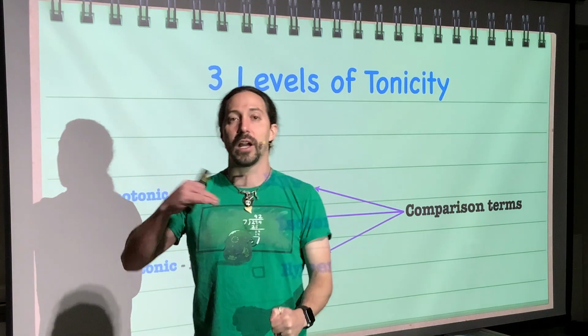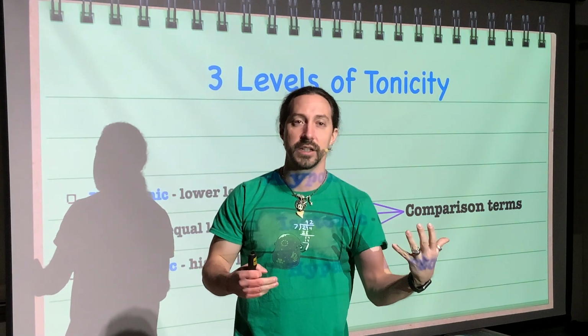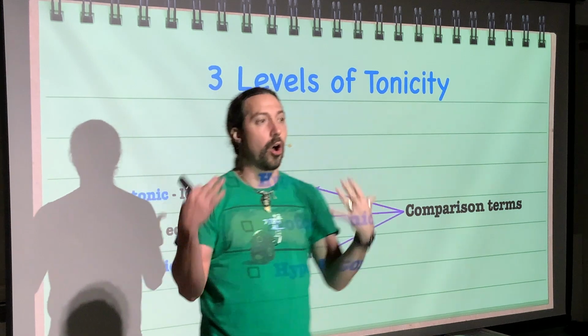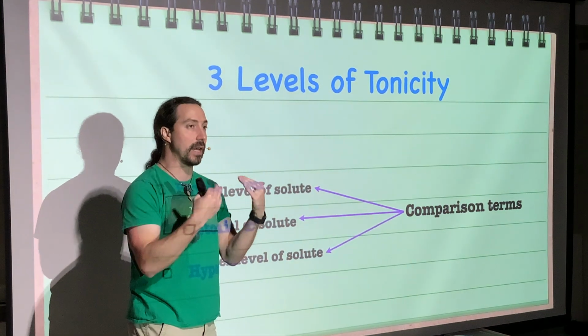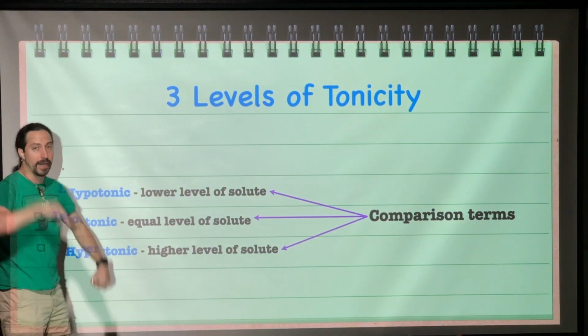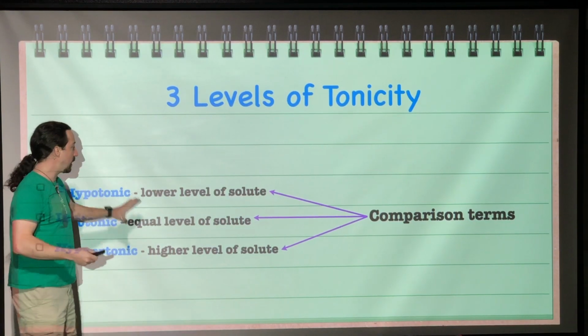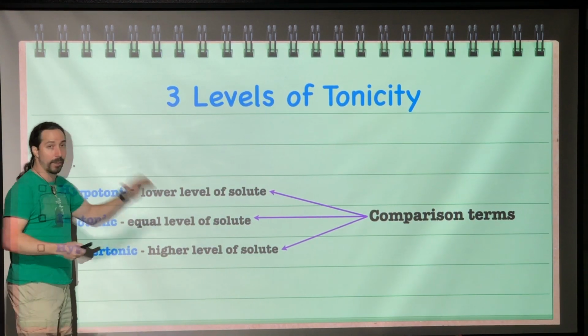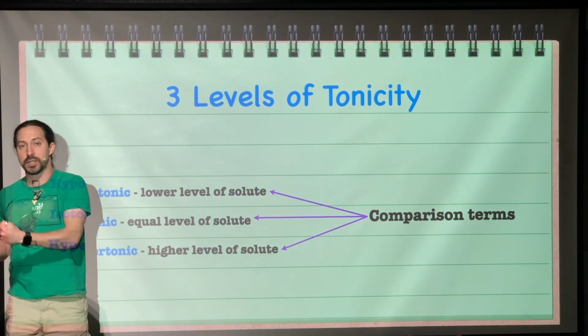One solution having a higher solute concentration, the other solution having a lower solute concentration. That is the way it will always work out. If both solutions have an equal solute concentration, then they would be described as being isotonic to each other. Each of the solutions would be isotonic. And so that is the way that we would always have these different comparison terms. That's how we describe our different solutions.